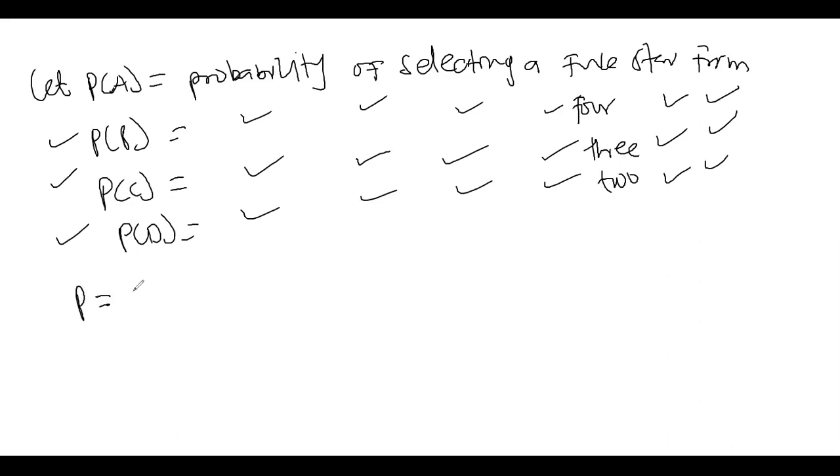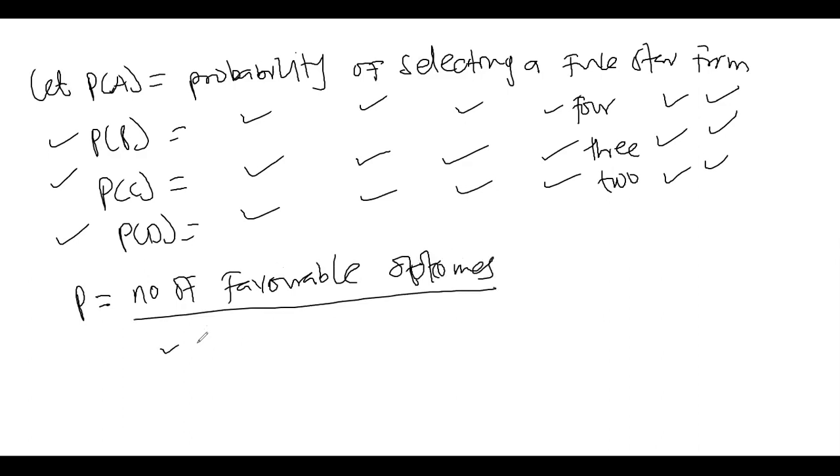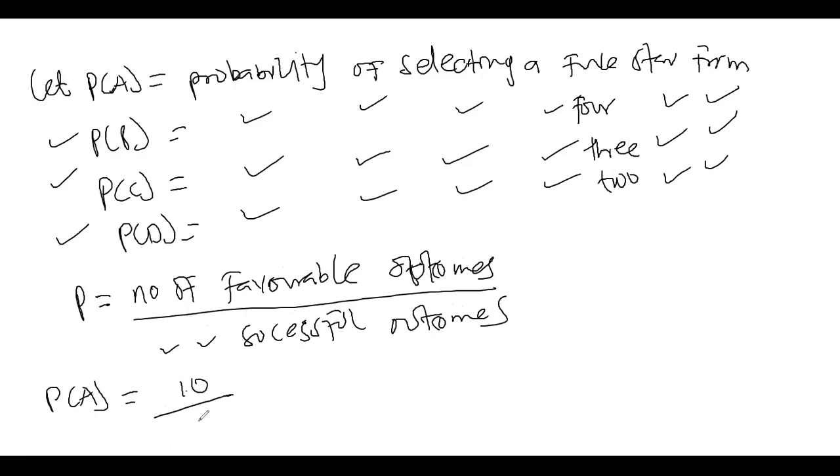Now, if you remember how we calculate basic probability, probability of an event is simply the number of favorable outcomes over number of possible outcomes. So in essence, probability of selecting A will be equal to the total of A, which is 10, over the total number of possible outcomes. Okay, let's make that correction: number of favorable outcomes over number of possible outcomes.